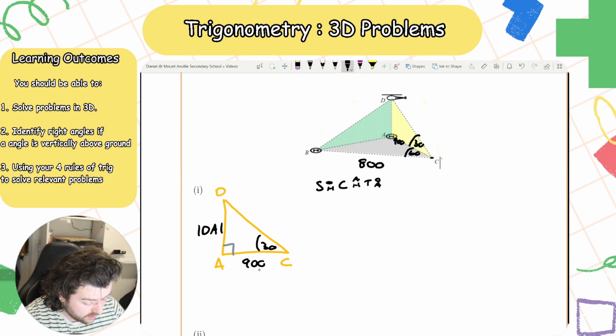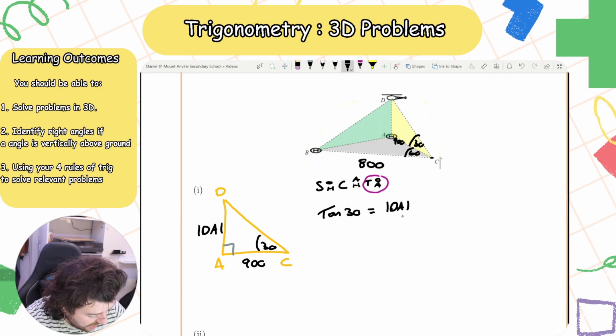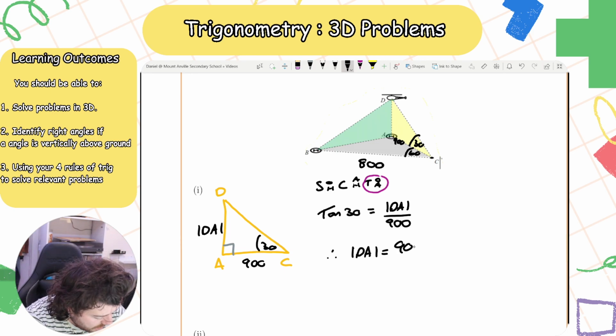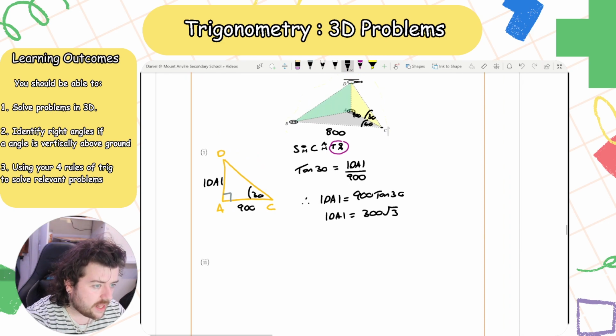TOA. So I have my opposite and my adjacent, so I'm going to be using my tan ratio here. I know tan 30 is going to be equal to DA over 900. Therefore, multiply both sides by 900. I'm going to get side DA is equal to 900 tan 30. Length DA is going to be equal to 300 root 3 when you put that in your calculator. Gorgeous. Right. Next one now.